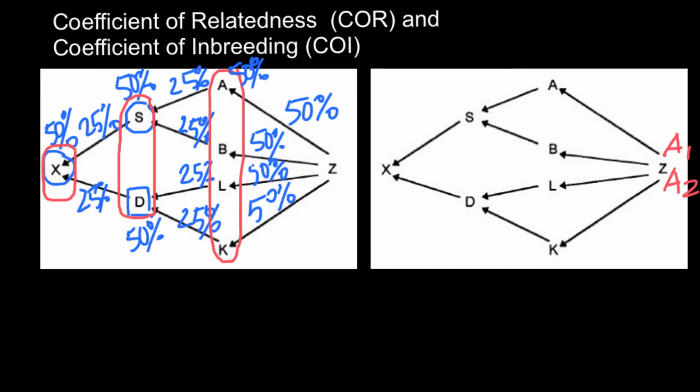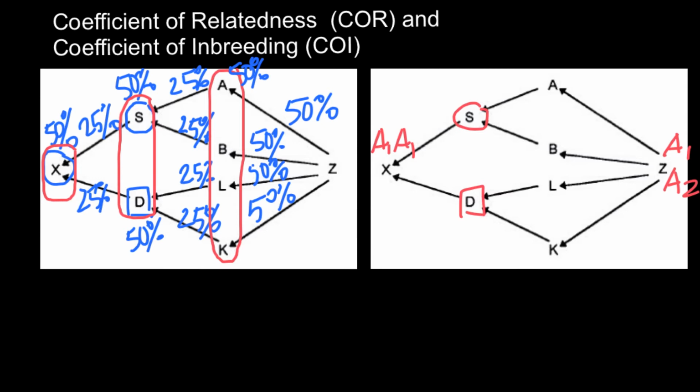Coefficient of inbreeding would be the probability that individual X would inherit two same alleles, so would be homozygous by descent. It would inherit allele A1 through the mother side, and the same allele through the father side, and would have genotype A1A1. So this is going to be a homozygous genotype.